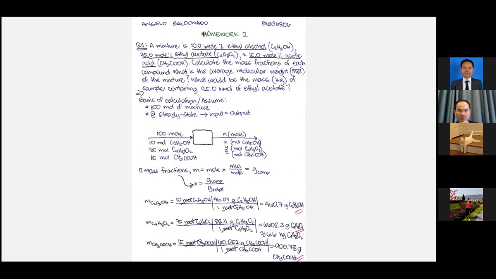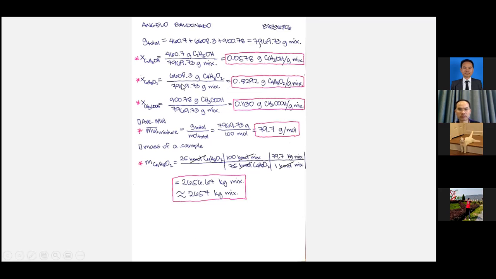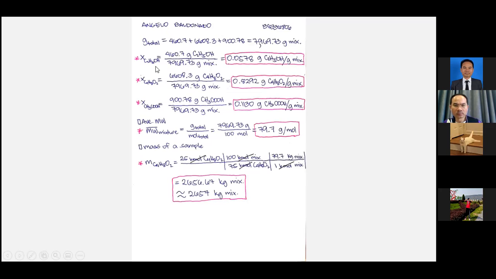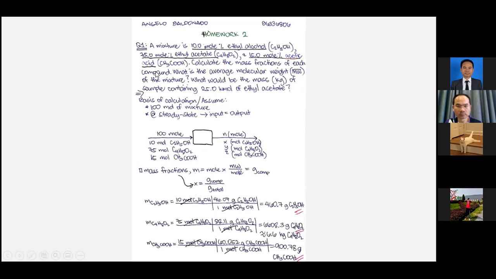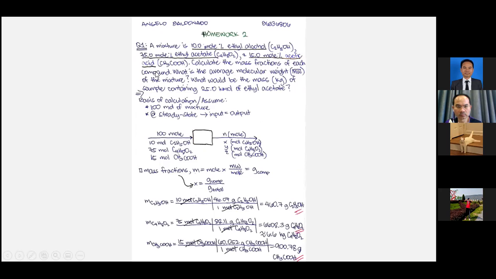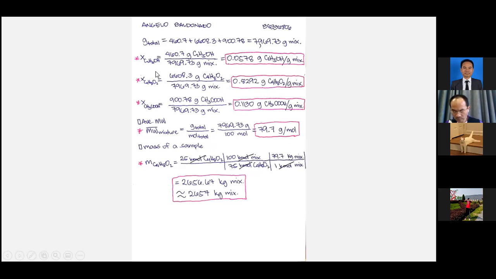And then we plug in on our mass fraction formula, which is grams of each component divided by the total gram of the mixture. And we get for the ethyl alcohol 0.0578 grams ethyl alcohol per gram of mixture. And then for the ethyl acetate, we have 0.8292, and for the acetic acid, we have 0.1130 gram of acetic acid per gram of mixture.